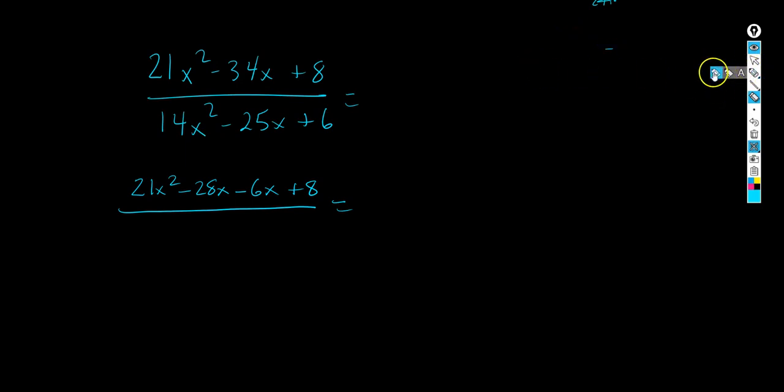So I need 14 times 6 is 84. So I need two numbers that multiply together to give me 84, and then they add up together to give me negative 25. Okay, so 84, one coupling is 21 and 4. Oh, that should do it if I change them to negative. So negative 21 times negative 4 is positive 84. And negative 21 plus negative 4 is negative 25.